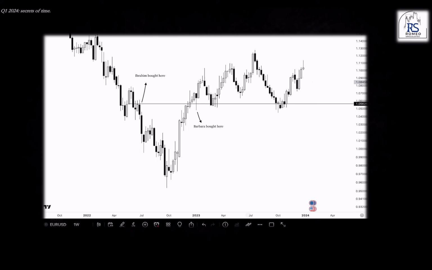So I have marked here the price 1.05625. Right? Now in June 2022, in the bear market, Ibrahim bought euro over here. He deposited to his offshore broker, 1 to 2,000 leverage, and he bought euro over here. What happened was it declined almost 1,000 pips and more.